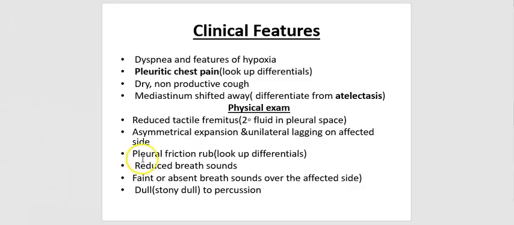The other thing is, during auscultation, you might hear a pleural friction rub. Now, pleural friction rub, just like pleuritic chest pain, has differentials, so you can look up those differentials. Reduced breath sounds may also be found, then faint or absent breath sounds over the affected side.